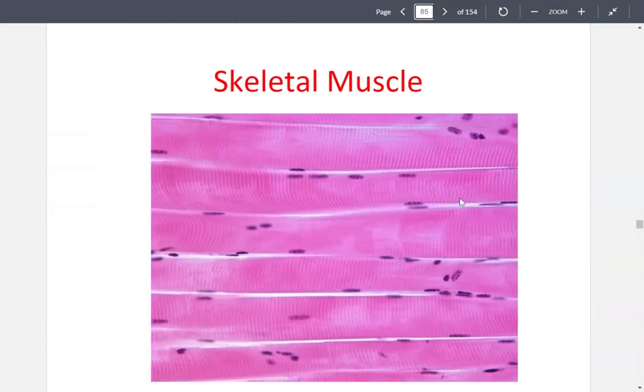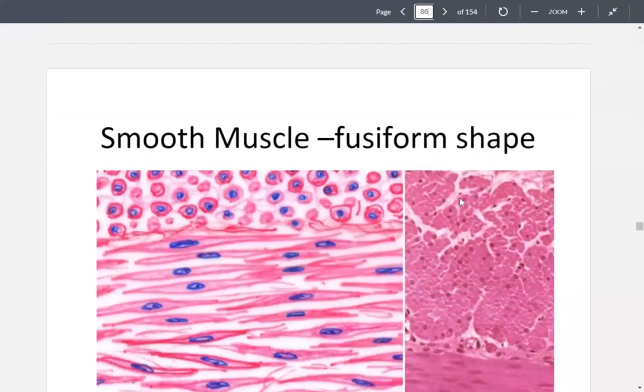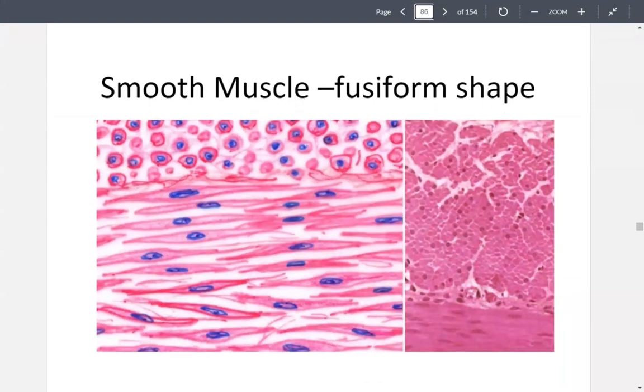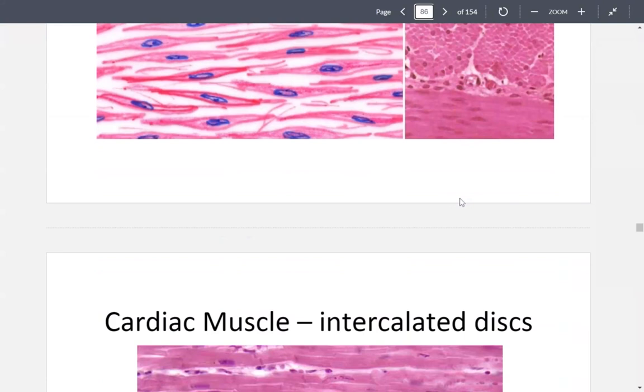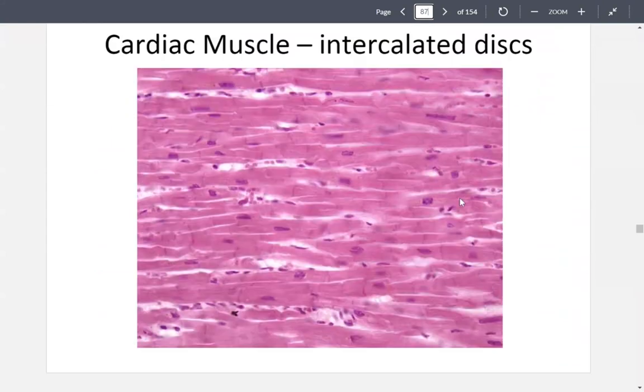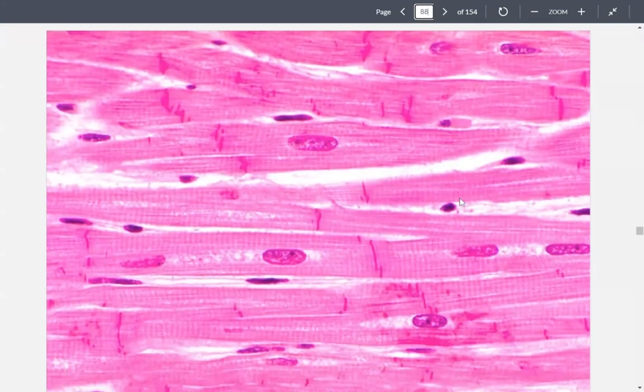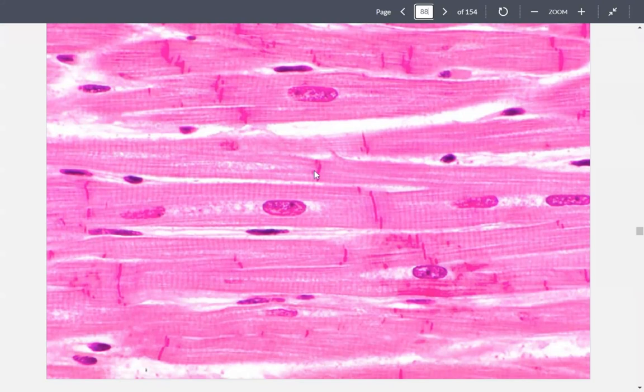Here's an image of skeletal muscle, smooth, and cardiac. This is blown up of that cardiac. These lines right here we'll talk about with cardiovascular. These are called intercalated discs and are one of the unique and special things about cardiac tissue.